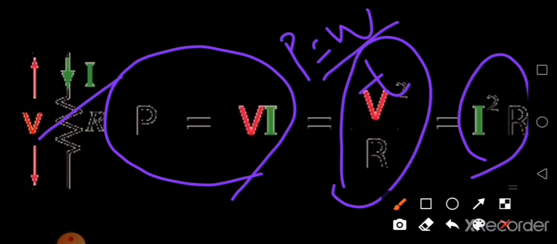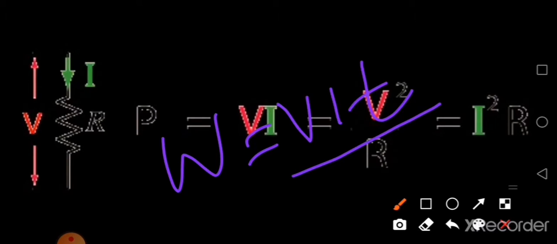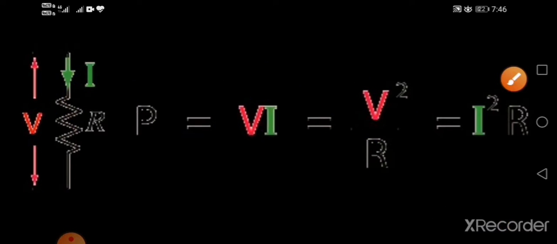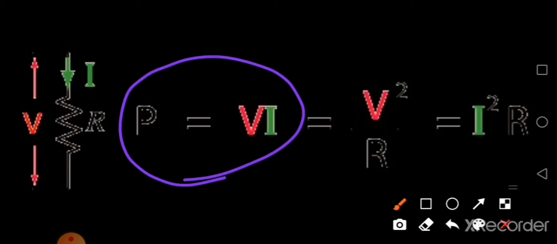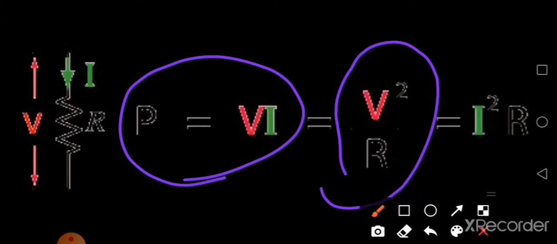Now for work done you have the equation W is equal to V I T. So when you substitute it in power, power will be equal to V I T by T. So these T and T will get cancelled, and hence you have the final equation power is equal to V into I. Now applying Ohm's law, in terms of potential difference you will have V square by R, and in terms of current you will have the equation I square into R. So you need to learn only the equations.